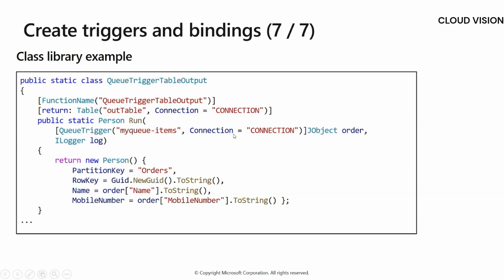But I want, when this function is deployed, this function to be available with the name QueueTriggerTableOutput. And where it will return the result, that is in a table called outputtable in that connection string. So whatever it is returning will be stored in that output table. That is a return type.